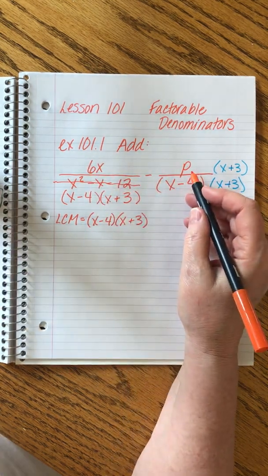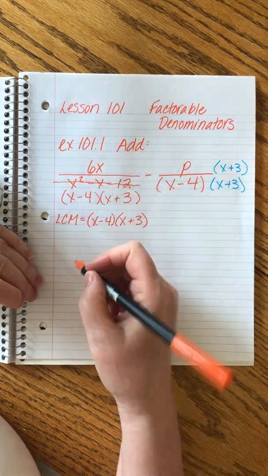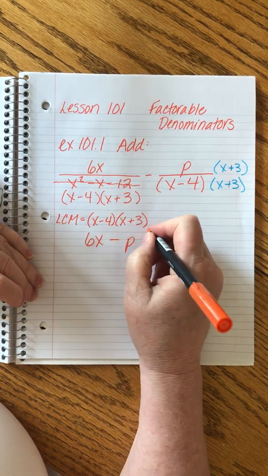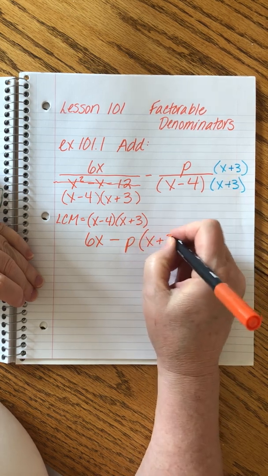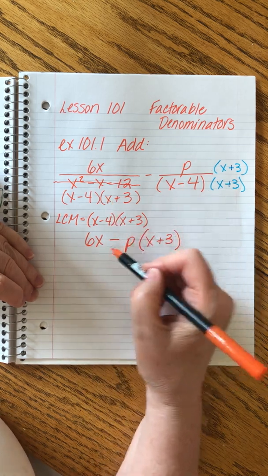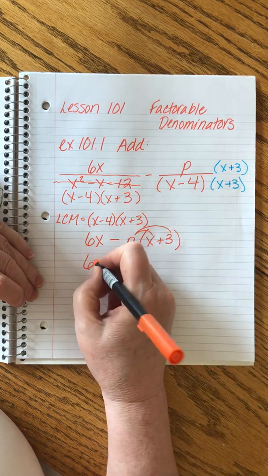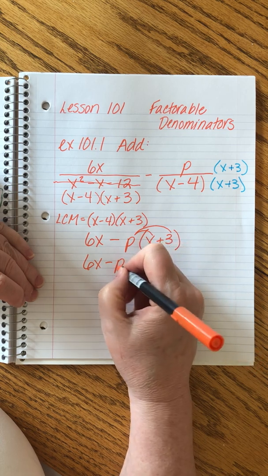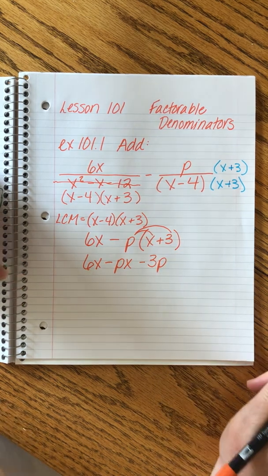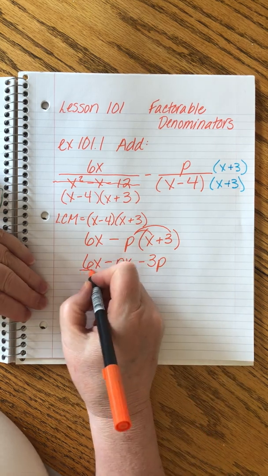Now we can turn our attention. Oh, excuse me. I'm yawning today. Now we can turn our attention to the numerators. It'll be 6x minus p times the quantity x plus 3. The denominator is perfect. I'm not going to write that because we need to fix the numerator before we finish it up. It'll be 6x minus px, right? Minus px minus 3p. And we scan those to see if there are any like terms, and there are not. So now we can put the denominator back under it.